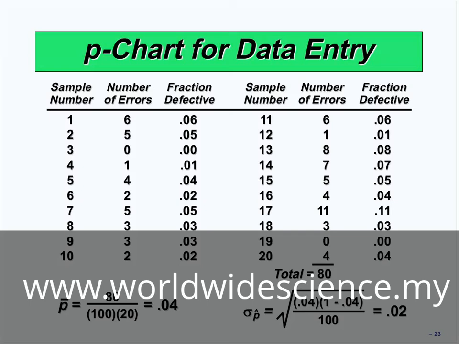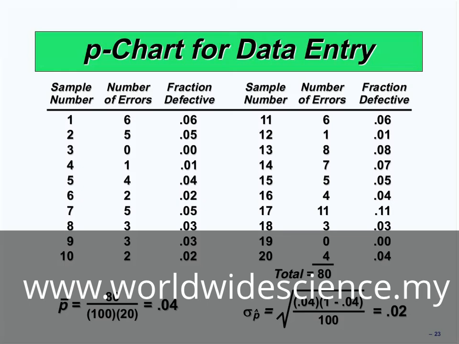Finally, in sample number 20, the number of errors was 4, so the fraction defective is 0.04. The total number of defective for all 20 samples is 80. When you sum up the number of errors, the number of defective, it gives you 80. This is the total number of defective in the whole 20 hours, or in the whole sampling.